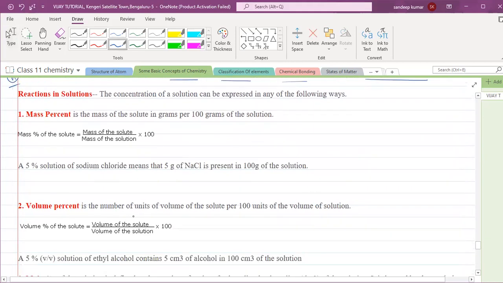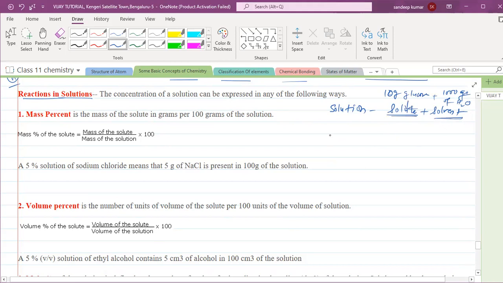Next, I'm going to explain to you the reactions in solutions. When we talk about solutions, what are the two components of a solution? A solution mainly contains solute and solvent. Am I clear? For example, if you dissolve 10 grams of glucose in 1000 grams of water, H2O, the component present in a smaller quantity is the solute, and the one present in larger quantity is the solvent. Am I clear?